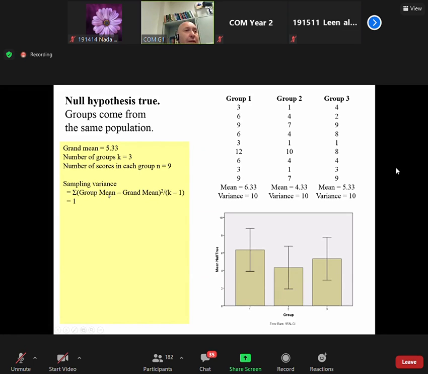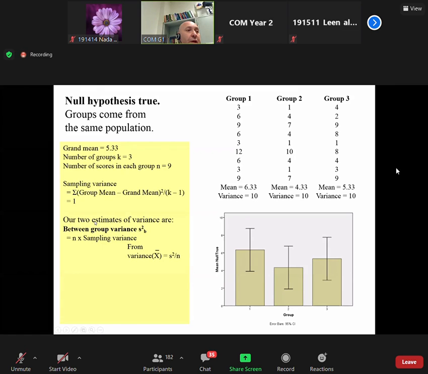So the group mean, first one here is 6.33, take away 5.33 gives us 1 squared. And then we do the next one, which is 4.33, take away 5.33 is minus 1. When we square that, we get 1. The last mean is 5.33, take away 5.33 gives us 0, so that disappears. So we've got 1 plus 1 is 2, divided by K minus 1 is 2, which gives us 1. Okay, so that's quite straightforward.